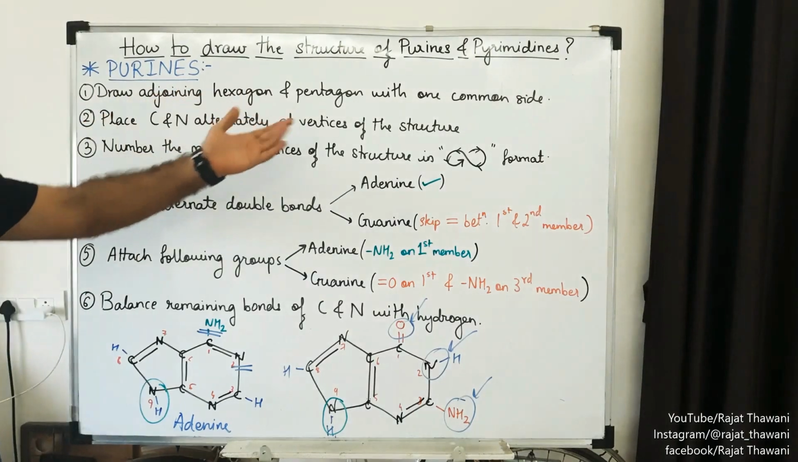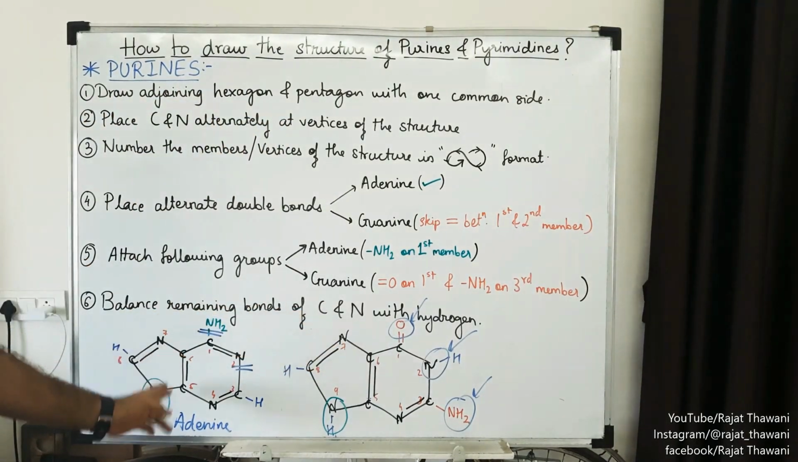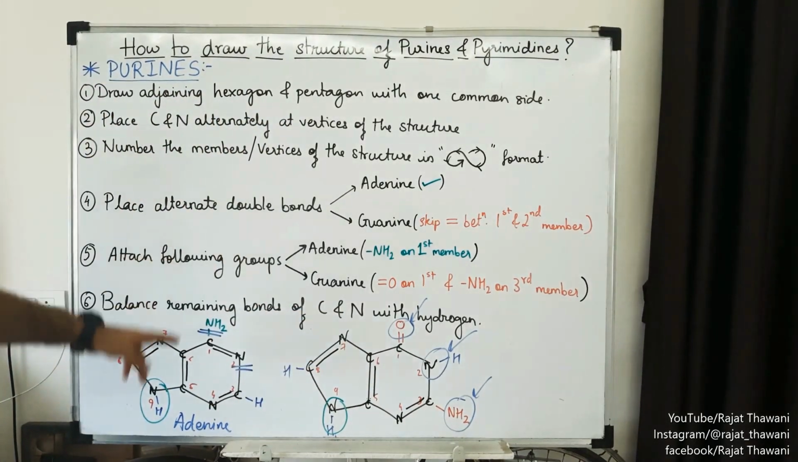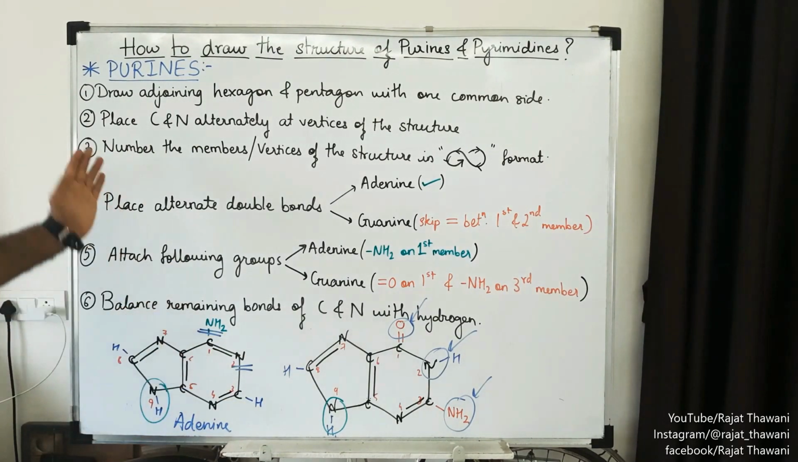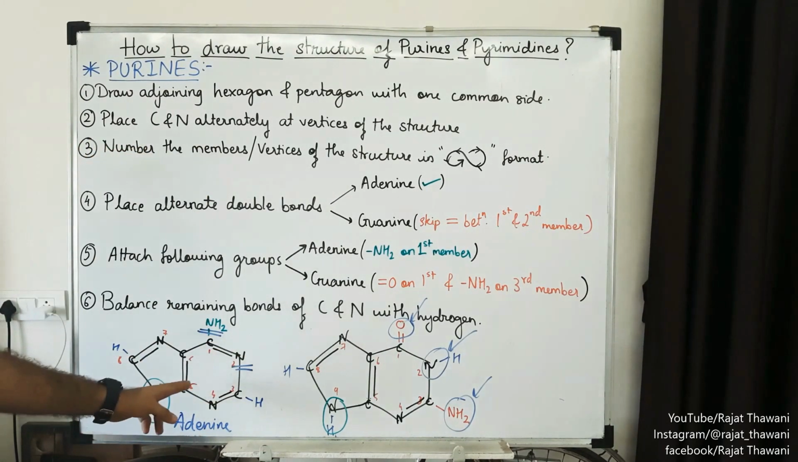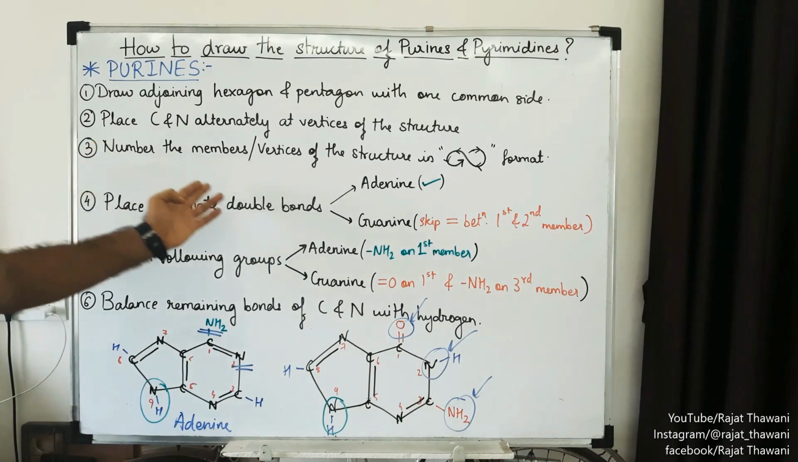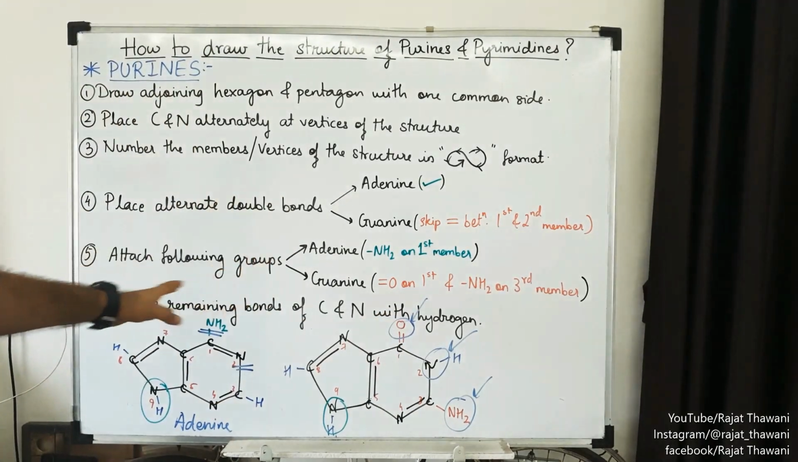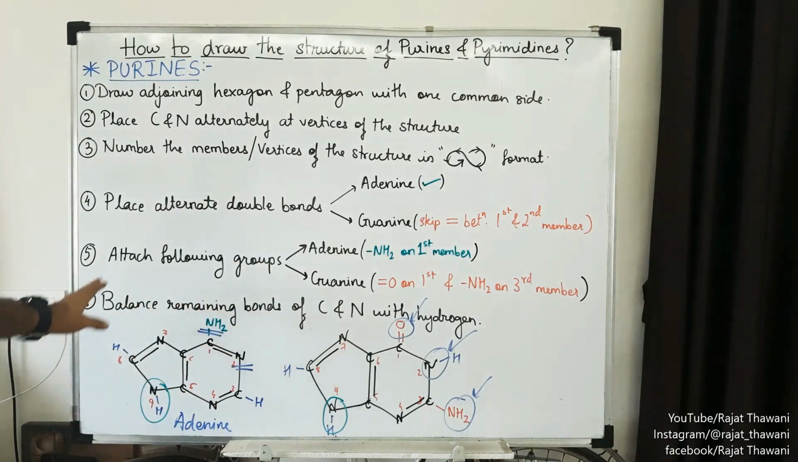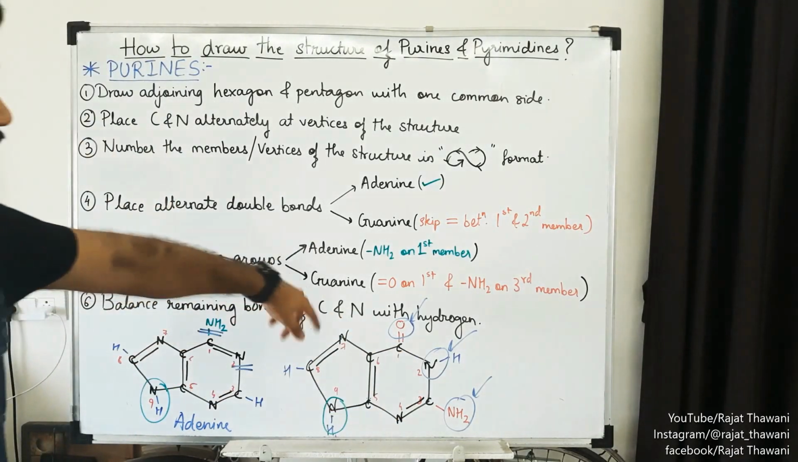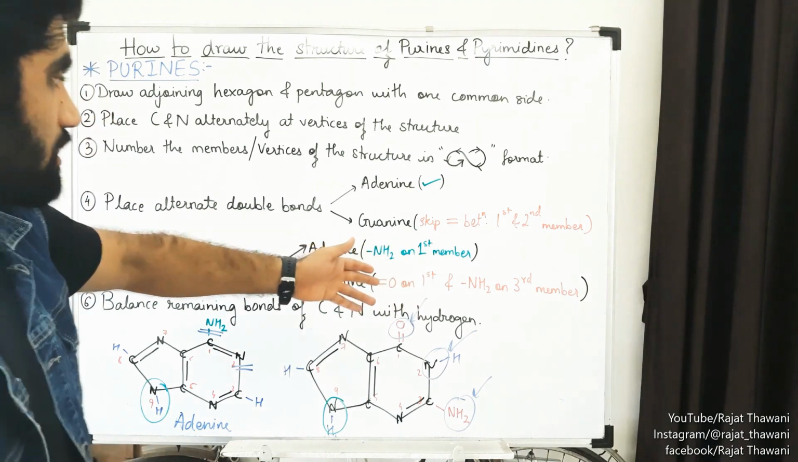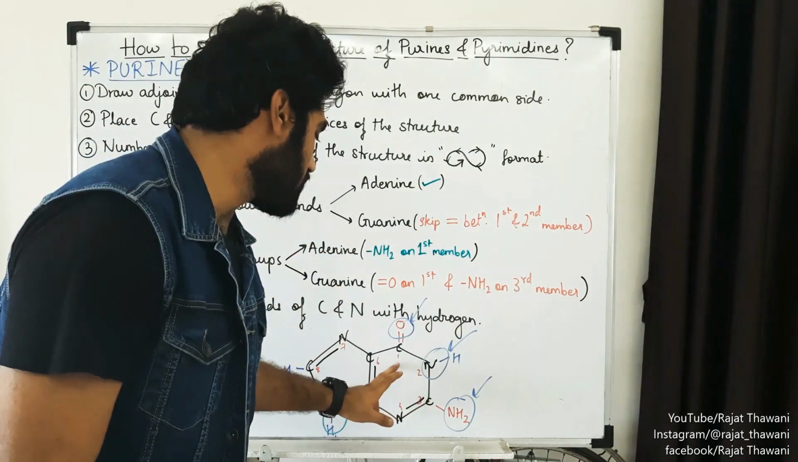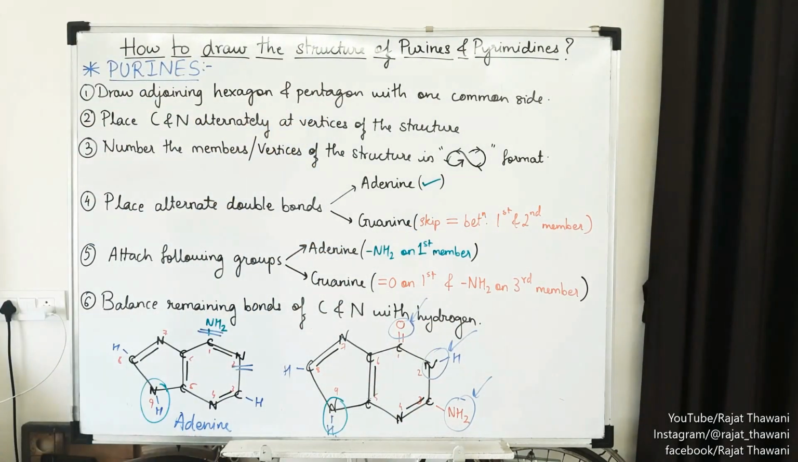We need to draw the adjoining hexagonal and pentagonal rings with one side common. Then place carbon and nitrogen alternately. Then number the members in this format. See, I've numbered them. After that, for adenine as well as guanine, just place alternate double bonds. But for guanine there was an exception: we need to skip the double bond between first and second member.